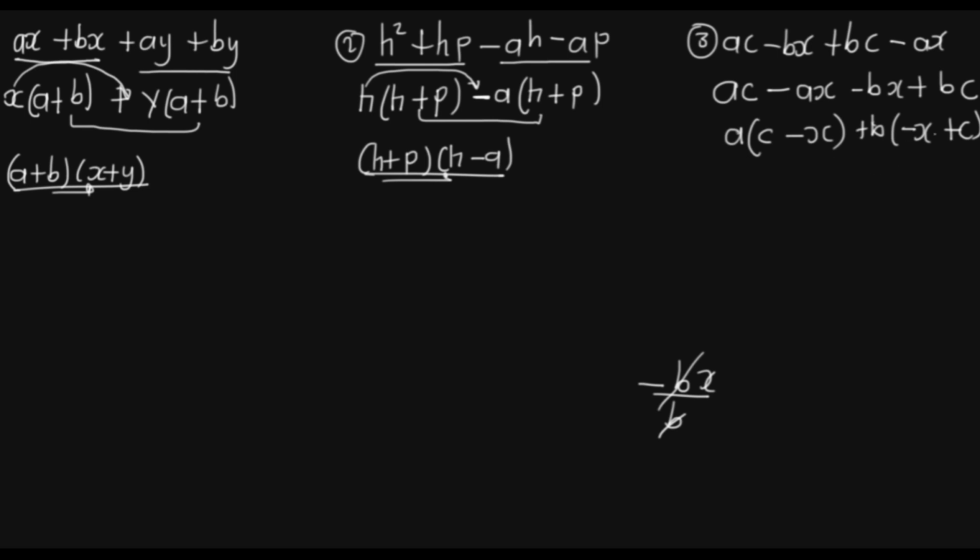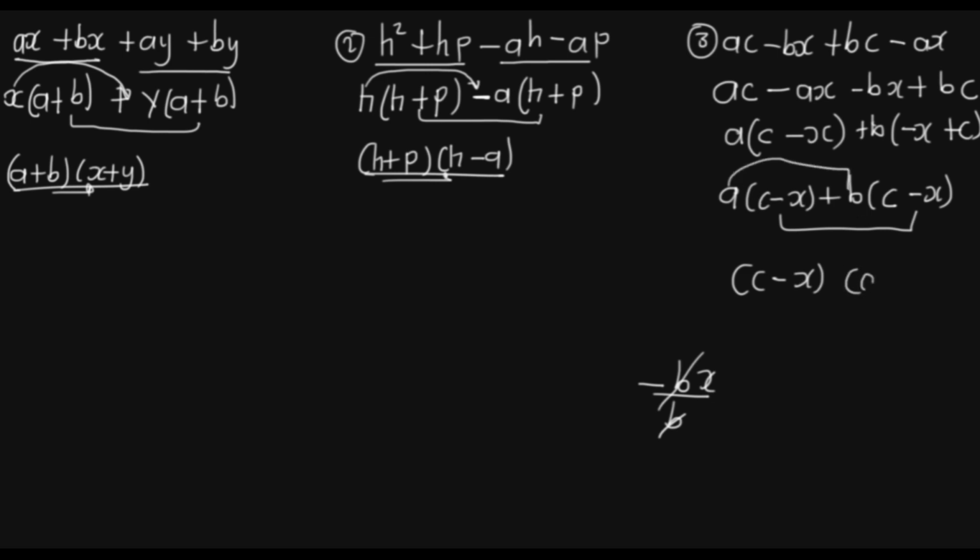So these two are the same, even if the arrangement differs. Let's try to rearrange. So I have c minus x plus cb. Let's now begin with c minus x. You can see that we have the same expression in each bracket. So we can get one c minus x, then here we are going to have a plus cb. So this is how you can factorize by grouping of terms.